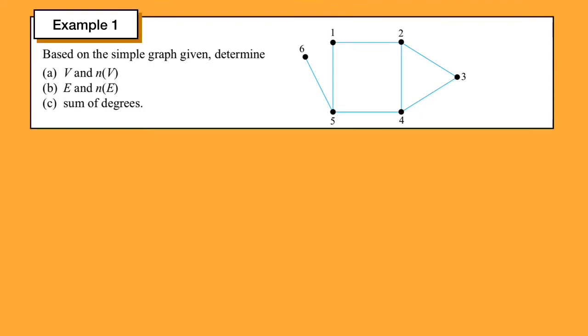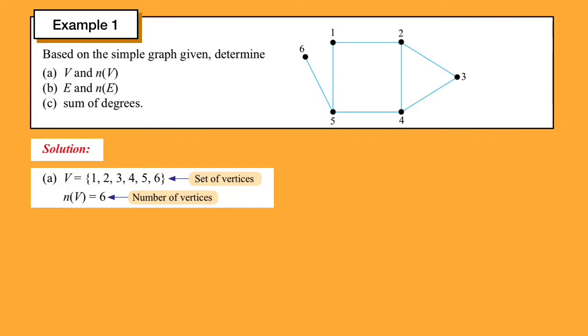Let's look at this example here. Based on the simple graph given, determine the set of vertices and number of vertices, set of vertex pairs and number of edges, and the sum of degrees. So, the set of vertices will be written like this, and don't forget the curly bracket in the beginning and at the end. Also, when you count all the dots, you will get 6. Therefore, the number of vertices is 6.